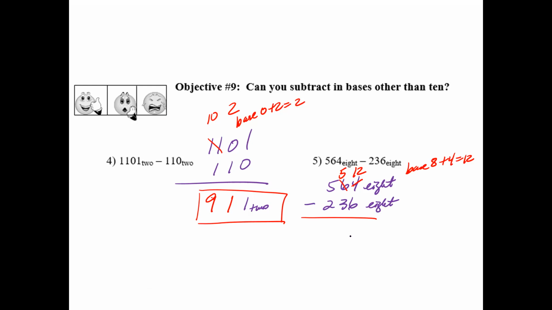12 minus 6 is a 6. 8. 5 minus 3 is a 2. 5 minus 2 is a 3. So your answer is 326, 8.